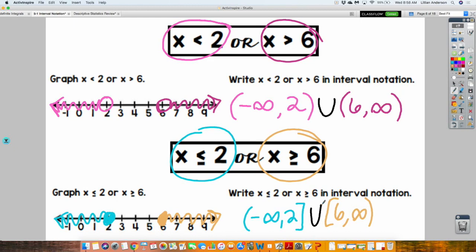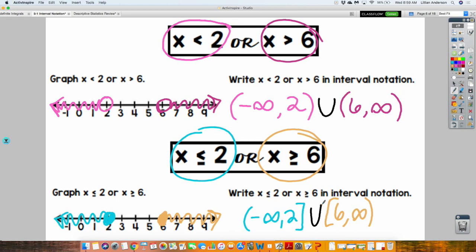So far, so good? Now I'm showing you one of each type. Also, you can mix and match square brackets with parentheses. It just depends on the inequality itself, okay?